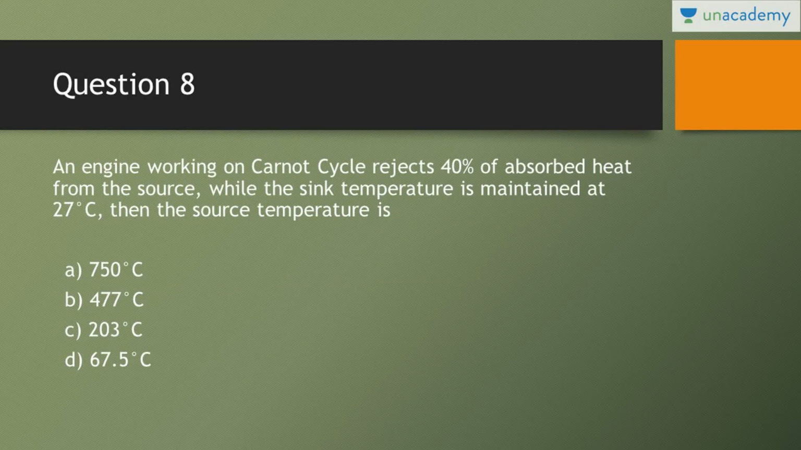Question number 8. An engine working on the Carnot cycle rejects 40% of the absorbed heat from the source, while the sink temperature is maintained at 27 degrees Celsius. Then the source temperature is? Carnot cycle efficiency is given. QR is given as 40% of QS. Heat rejection is 40% of heat supplied. We have to find the source temperature.